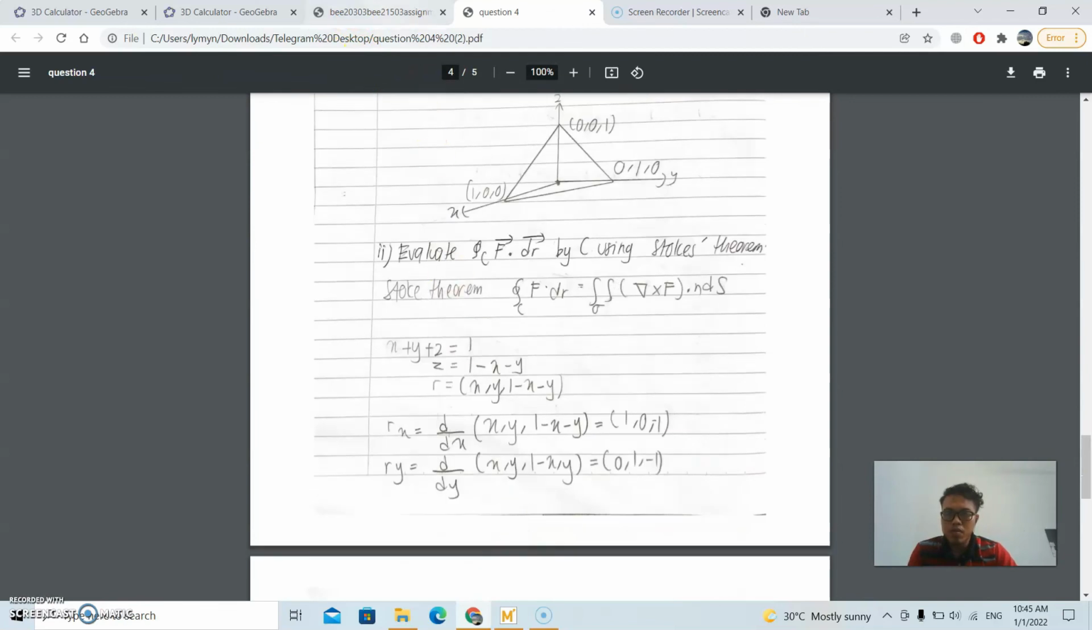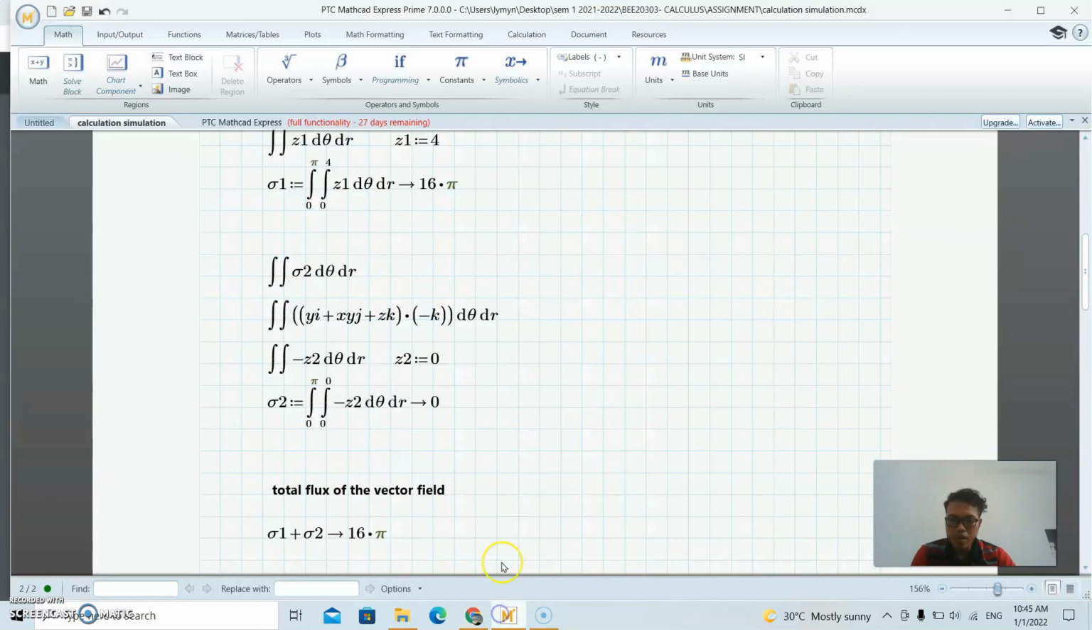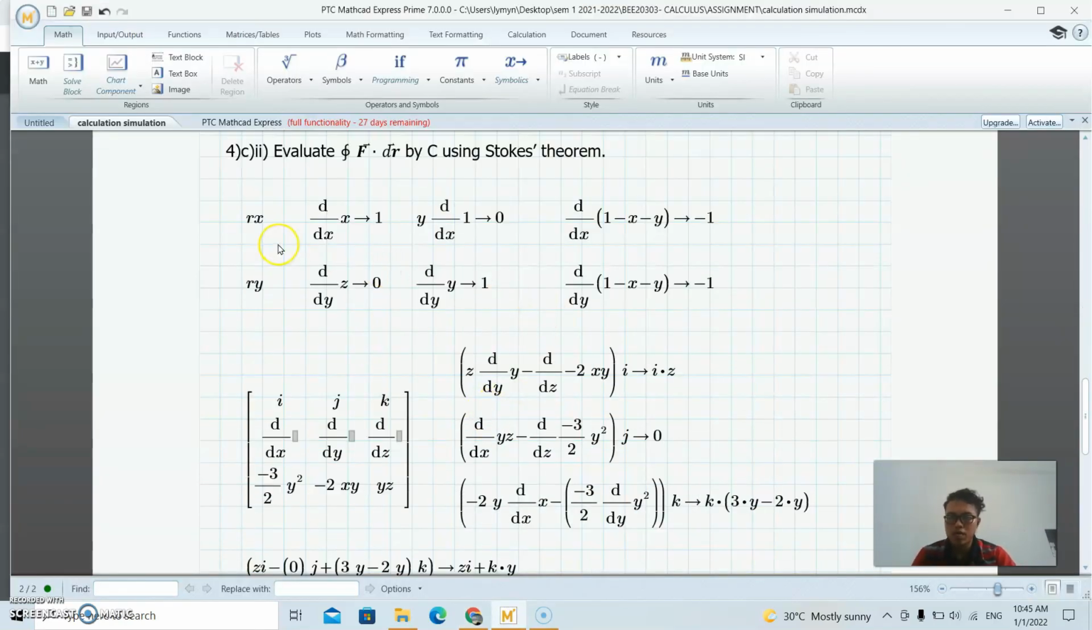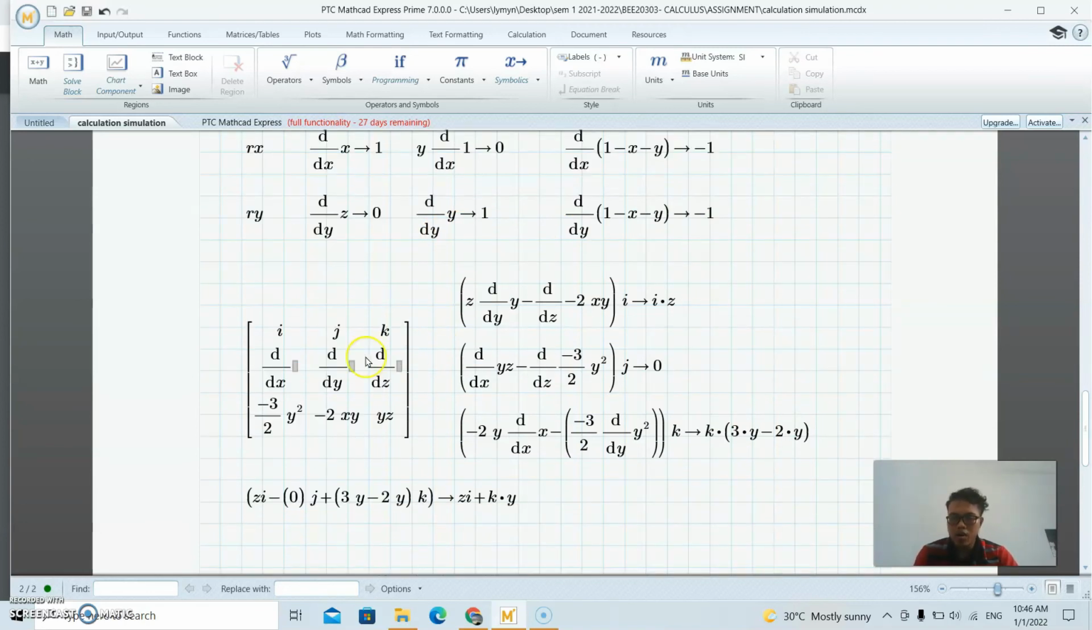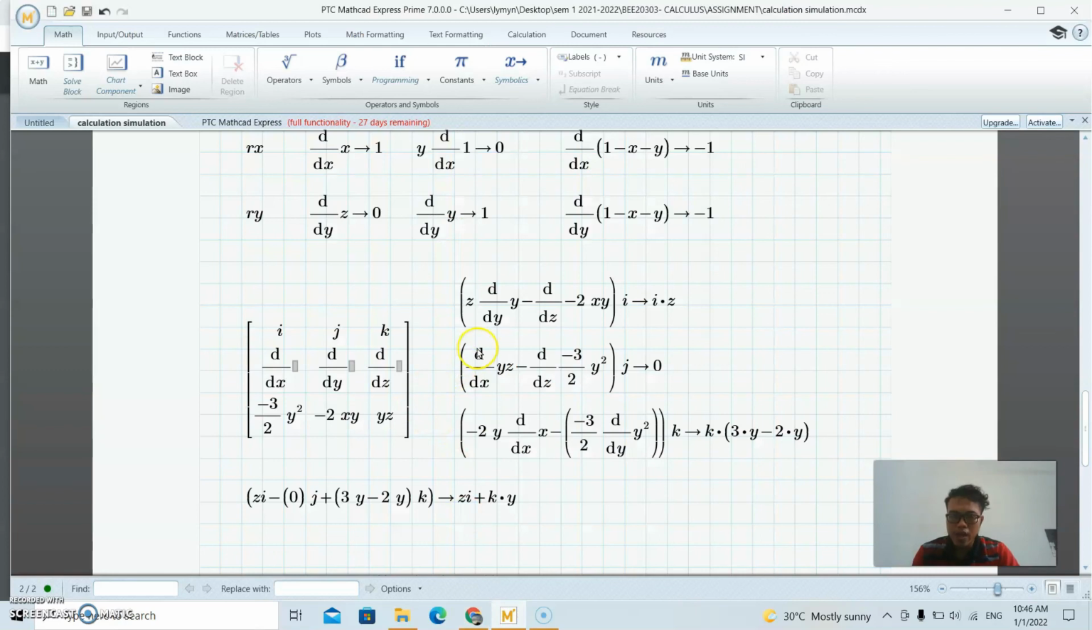For the question for B2, we need to evaluate this equation using the Stokes theorem. For this question, we need to find the values of Rx and Ry. Rx is 1, 0, and negative 1. And Ry is 0, 1, and negative 1. So we make it in matrix form. And this is from the question, which is negative 3 over 2 y square i minus 2xy j plus yz k. We make it in matrix form, and for the value of i we get z i, j is 0, and k is 3y minus 2y k.